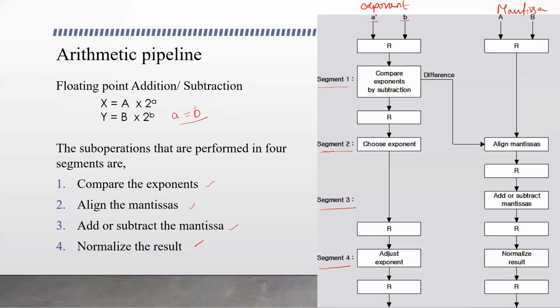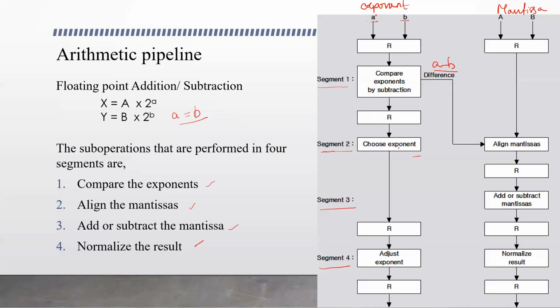These two exponents are compared. How do we compare them? A minus b is done, so subtraction is done. When a minus b is performed, if the result is positive, it means a is greater than b. If the difference is negative, it means b is greater than a. Once the exponents are compared, we choose the exponent.